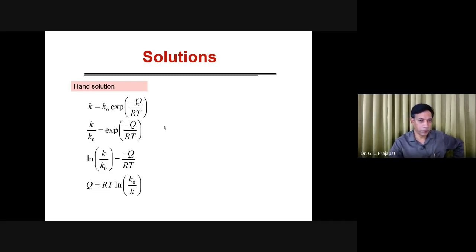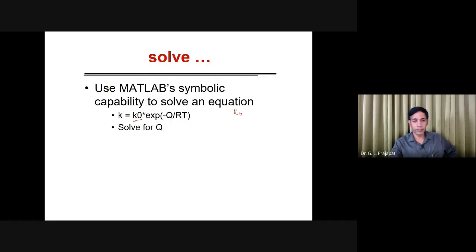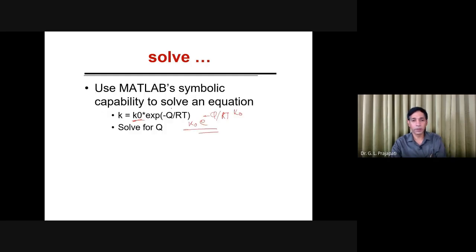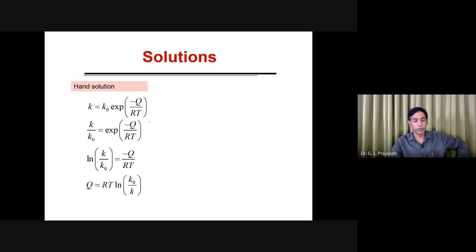So if you go for the solution, then you will have the expression k0 multiplied by e raised to the power minus q divided by RT, and you have k0. So this is the same. If you go for the solution, you want to solve for q. You need to find out what the value of q is. So you can do it like this. This is by hand, you are solving. And how can MATLAB solve this? Just see.